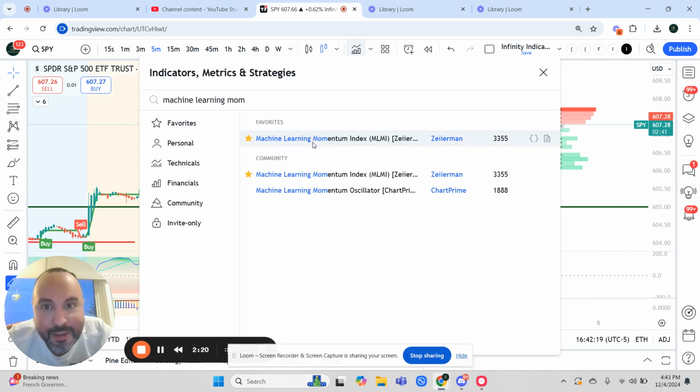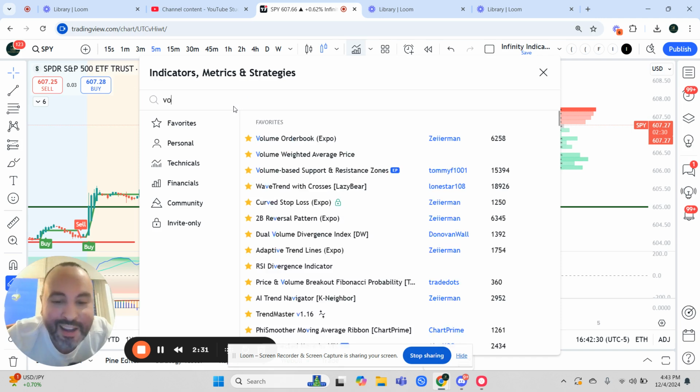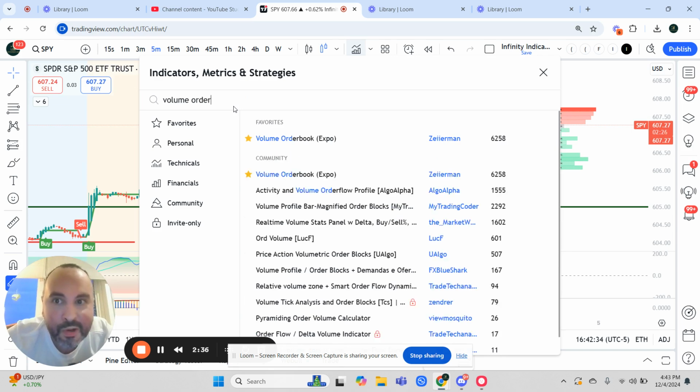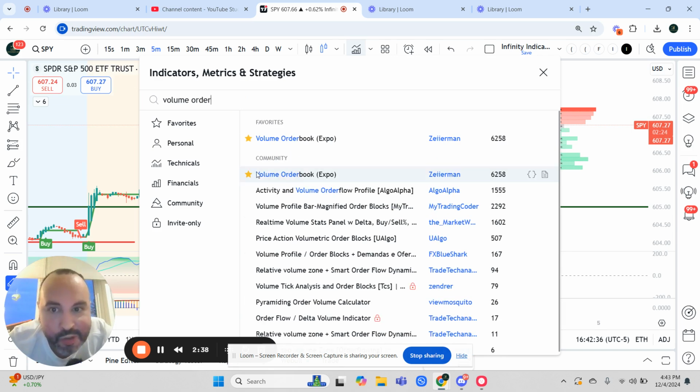So the MLMI, and on top of that, we're going to add, again, star it by Zierman, star it and add it, click on it. And we're also going to add the volume order book. If you type in volume order, you should see volume order book Expo by Zierman as well. Go ahead and star that and click on it.